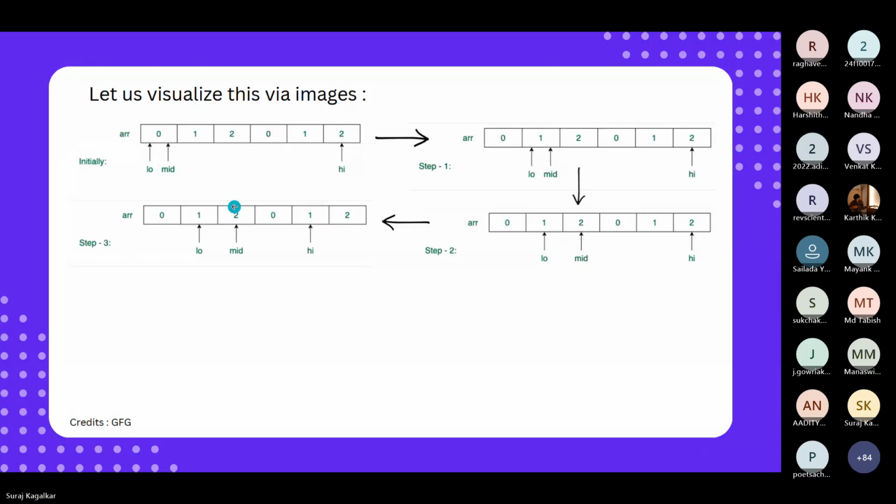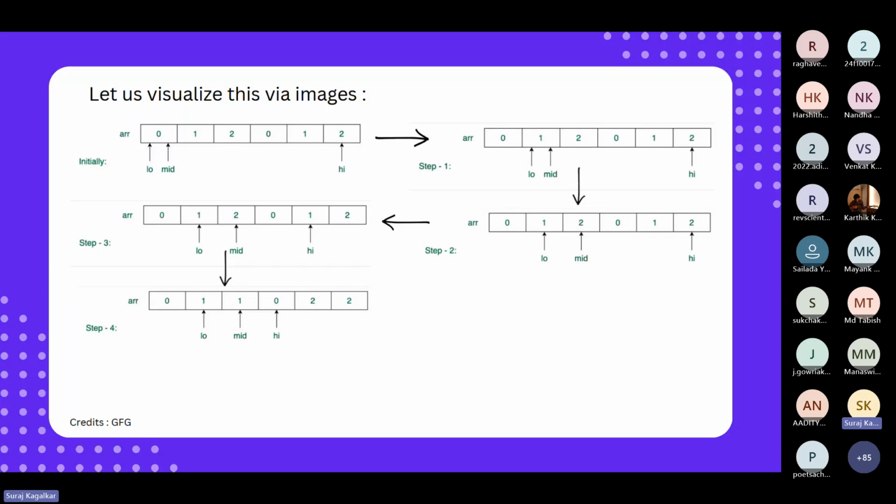Now we continue with our loop, we still see that element at mid is 2. So we swap it again with high and decrement the pointer high. And later on, as the element here is 1 again, we increment mid according to our algorithm.